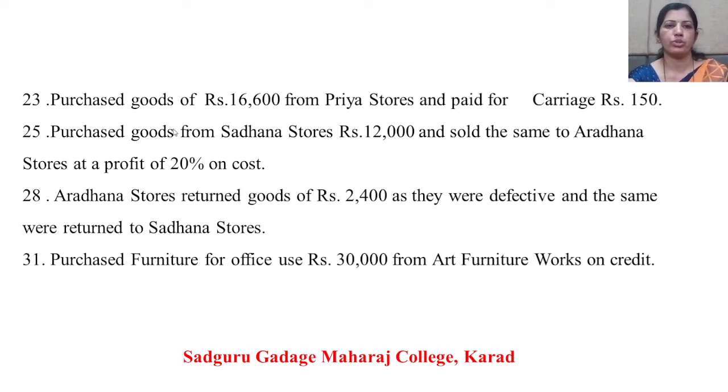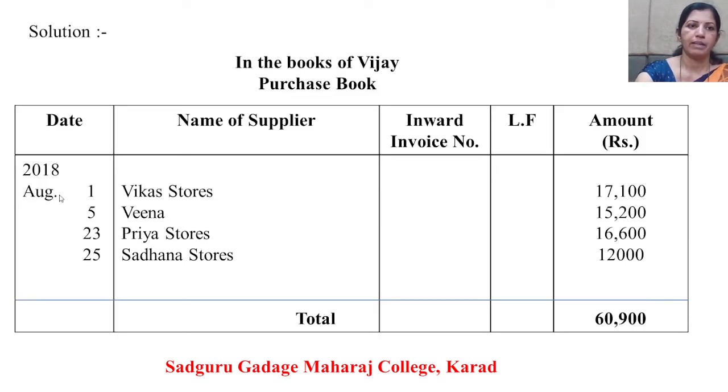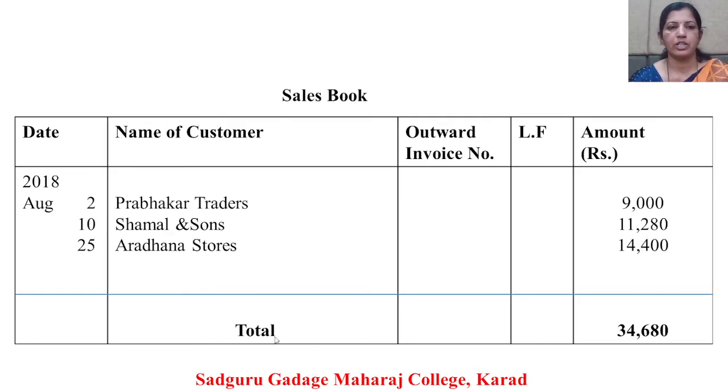25th. Purchased goods from Sadhana stores rupees 12,000 and sold the same to Aradhana stores at a profit of 20% on cost. See this transaction carefully. In this transaction, first of all, we purchased goods from Sadhana and then sold the same goods to Aradhana at 20% profit on cost. That's why this transaction is recorded in both the books, purchase book, also in sales book. See, in purchase book, date 25th, name of supplier Sadhana stores, value 12,000. Then also in a sales book, same transaction, date same 25th, and the goods we sold to Aradhana stores, name of customers Aradhana stores, and we sold the goods at 20% profit on cost.